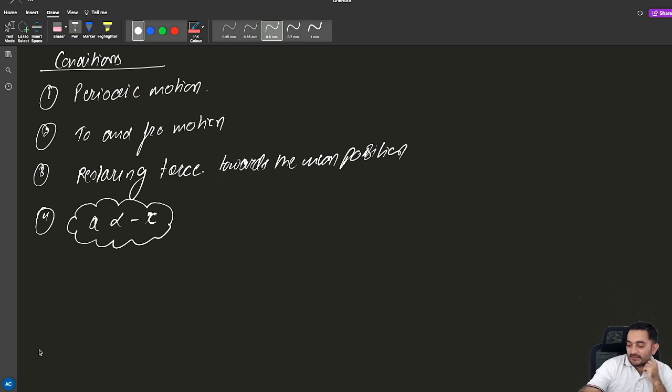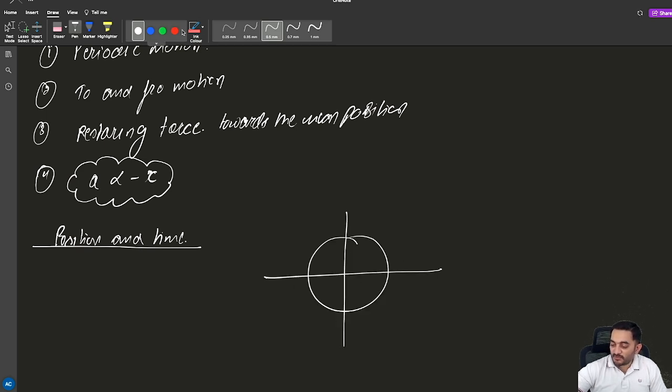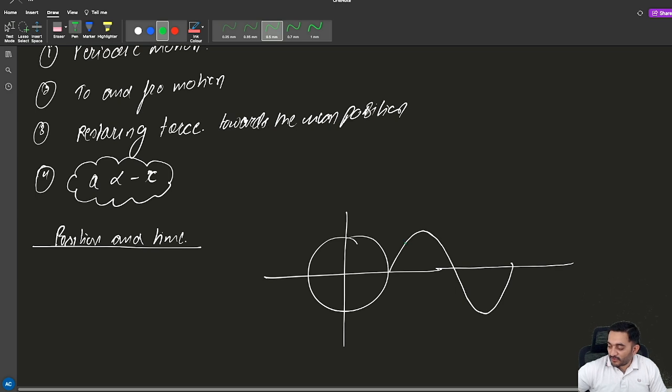Then we talk about how exactly a relation for position and time can be written for a body moving in oscillatory motion. For that we take help of uniform circular motion. We simply say that one complete circle represents one complete wave like this. If you take any particular point on the wave, you can show it on the circle, and for the position where the particle is, if you wanted to write it, what can you do?